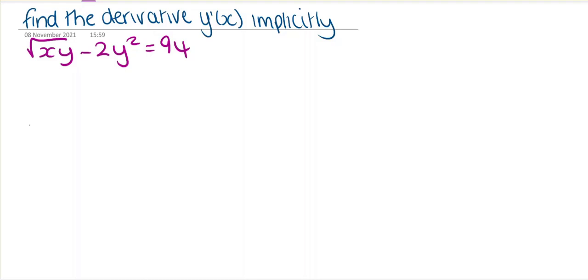Find the derivative y prime of x implicitly. We're given an equation, and we have our x terms and our y terms, so they look a bit complex. So we're going to look at how we can rewrite this.